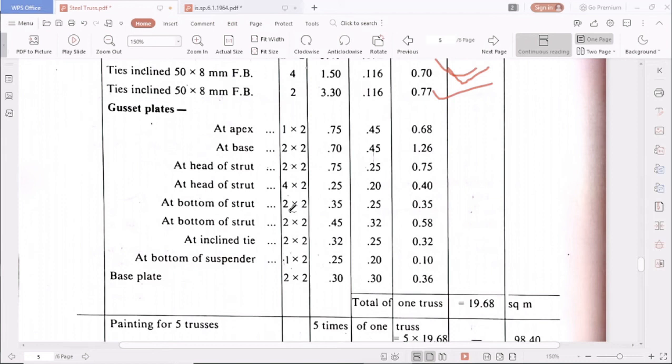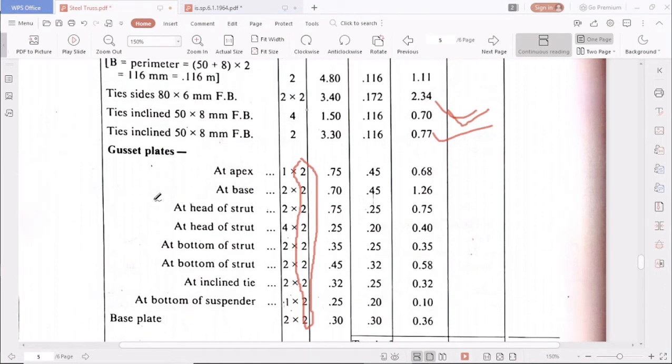So in the gusset plate calculation, there is nothing else we have to do. We just have to multiply by 2 for every item: at the apex, at the base, at the head of the strut, at the bottom of the strut, at the inclined tie, at the bottom of the suspender and the base plate. We multiply by 2 because we have two faces for the painting work.